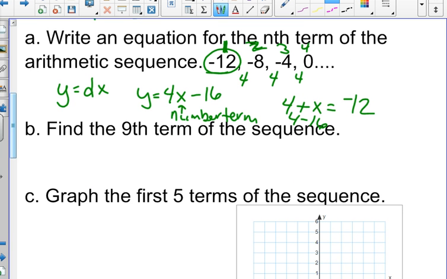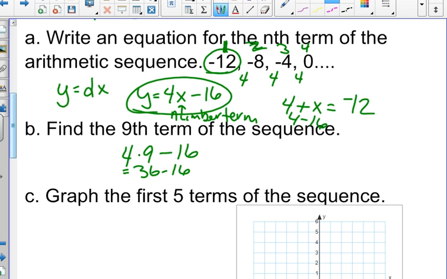Find the 9th term of our sequence. Well, now we can use the equation that we just got, and remember x is the number of the term, so I'm going to go 4 times 9 minus 16. So this is 36 minus 16. So our 9th term, or y sub n, is going to be 20. So if we were to go out 9 terms, it would be 20.